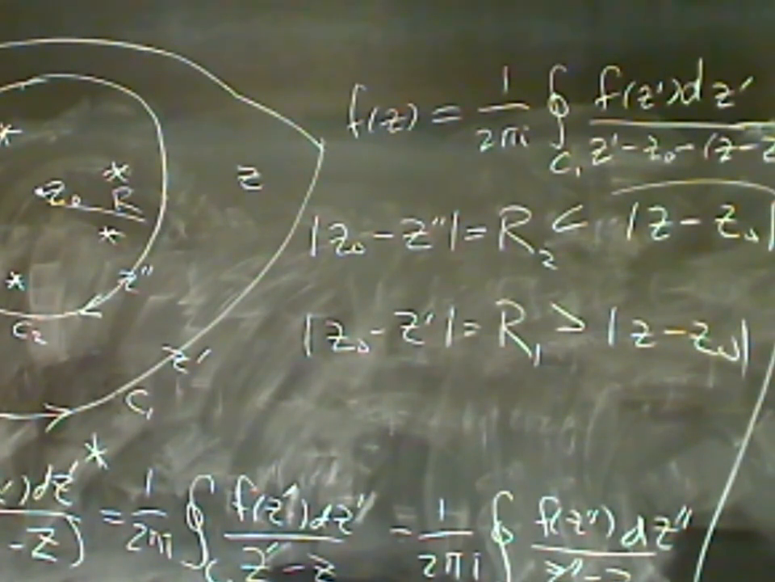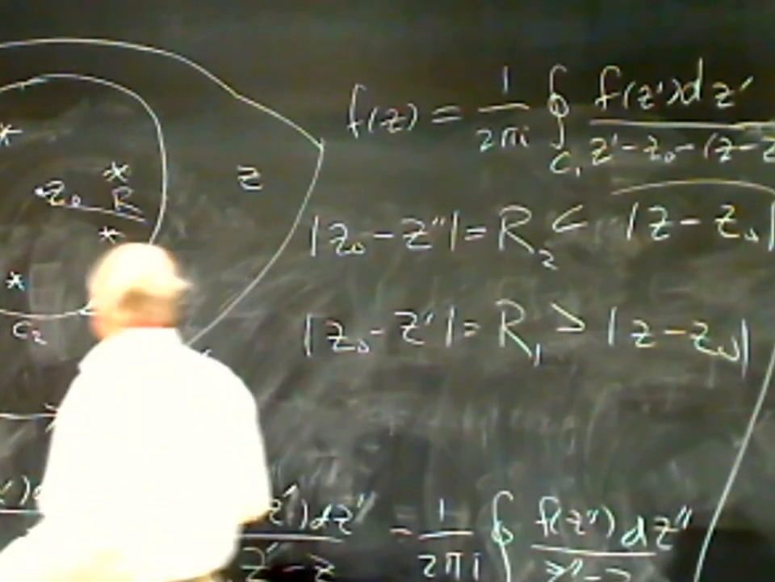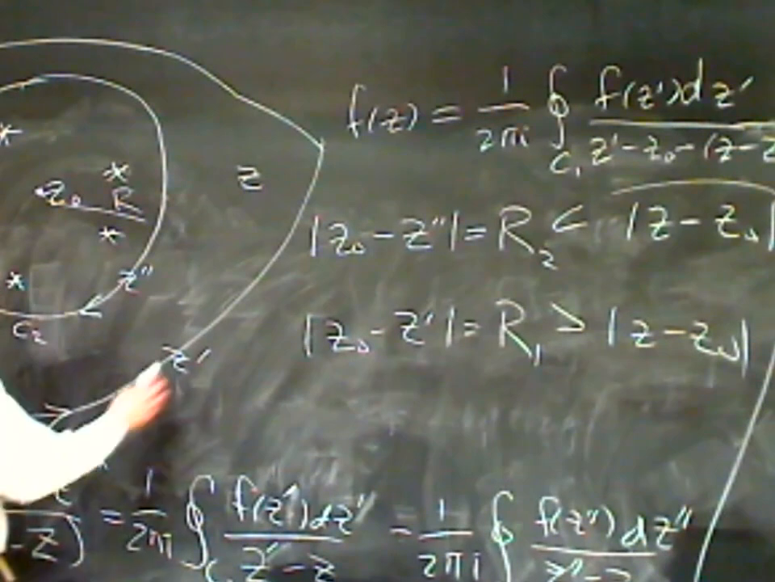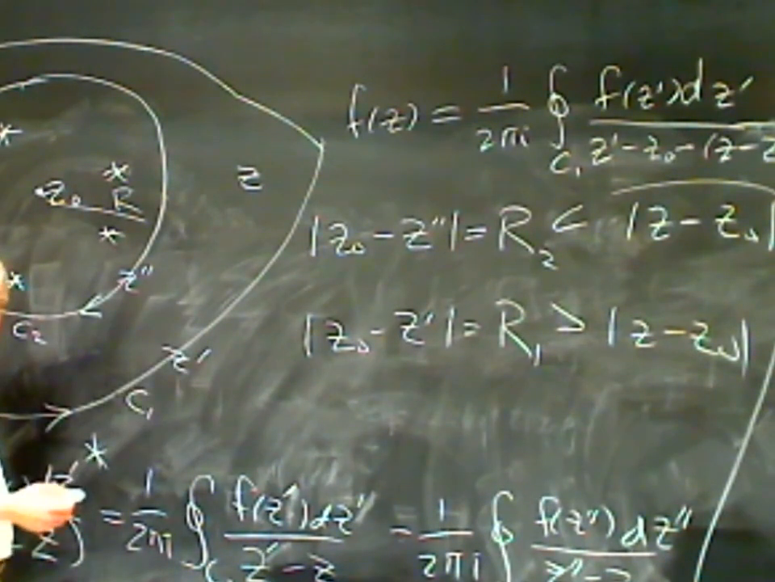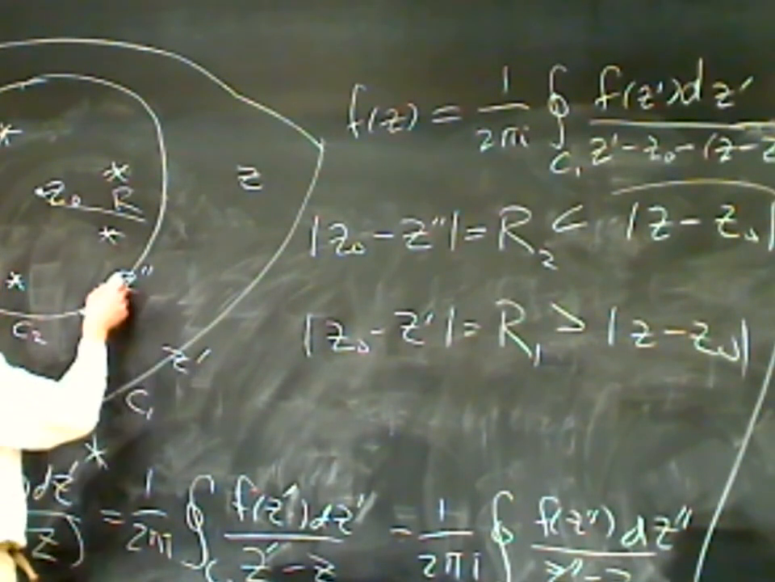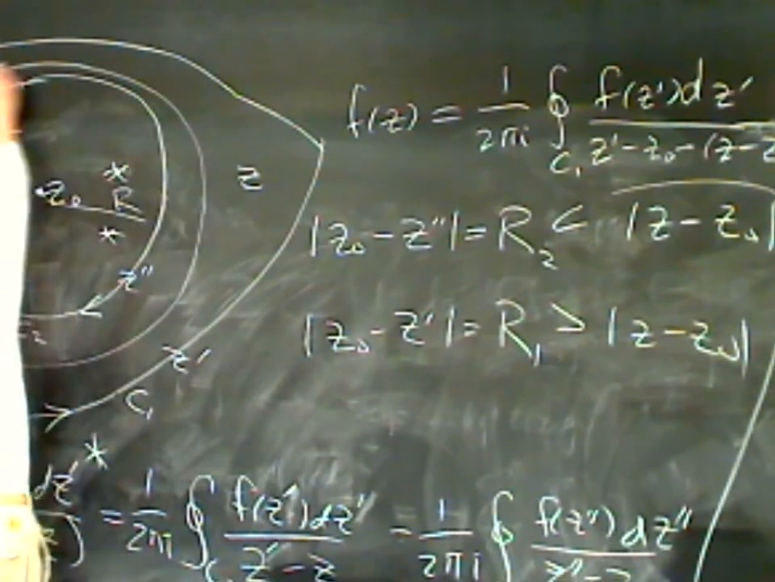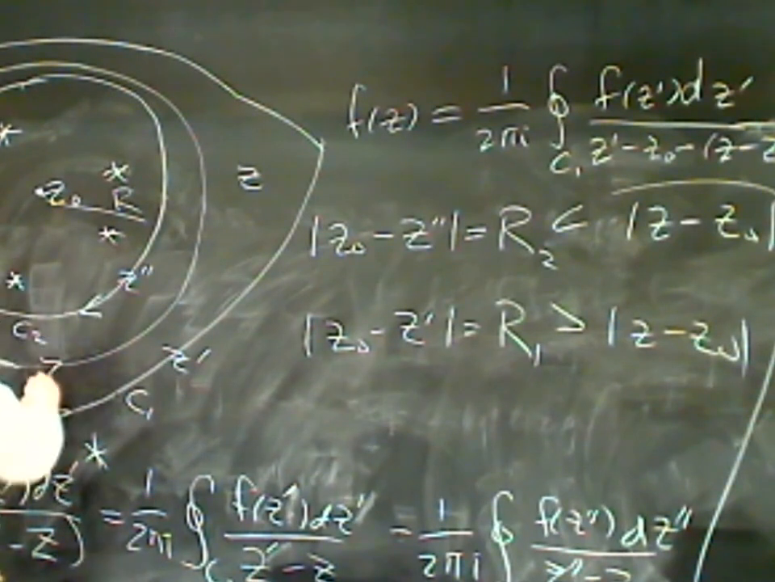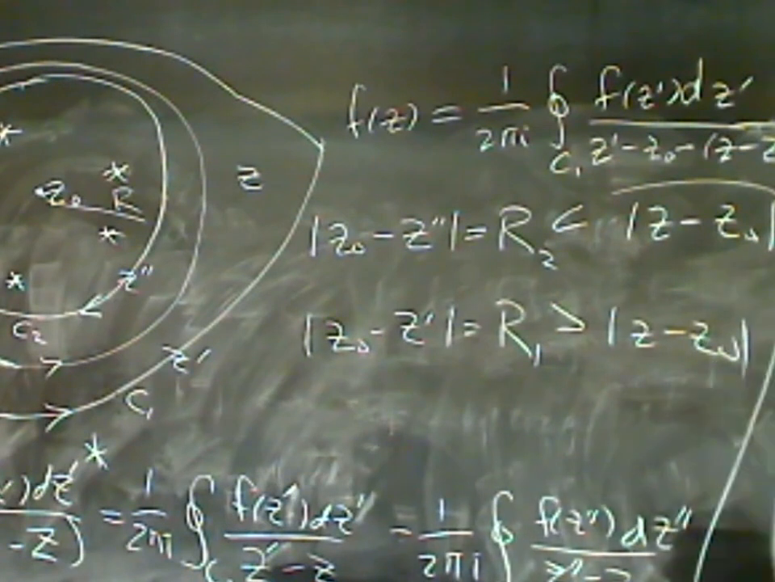And so what we can do, and they're both counterclockwise integrals, is collapse them into one integral just to make it a simpler formula. We can either collapse C1 onto C2, or C2 onto C1, or the two of them onto some circle that just lies in between. So that's the next thing that I'm going to do.